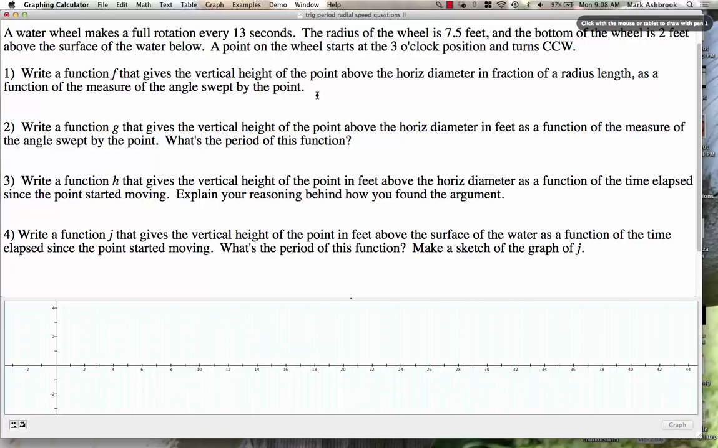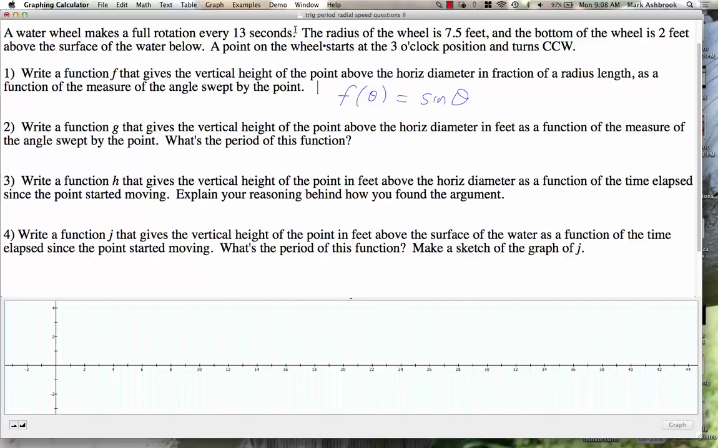above the horizontal diameter. So, what function can we write that takes the measure of the angle swept counterclockwise from 3 o'clock and gives us vertical height in fraction of a radius? That's exactly what sine is. Is that what you're going to say? So we're calling that f, so the input is? So this is describing sine.